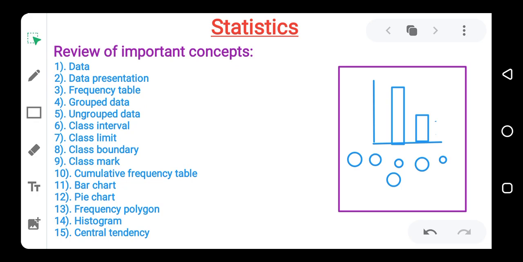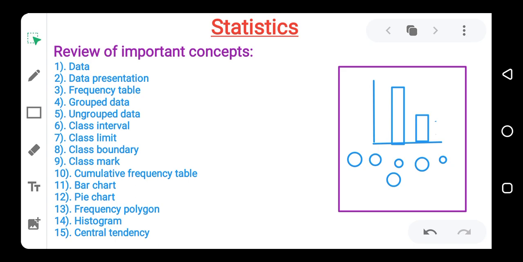In today's lesson, we want to talk about statistics. We are going to be reviewing the following concepts in statistics. We are going to be learning the meaning of data, data presentation, frequency table, grouped data, ungrouped data, class interval, class limits, class boundary, class mark, cumulative frequency table, bar charts, pie charts, frequency polygon, histogram, and central tendency.